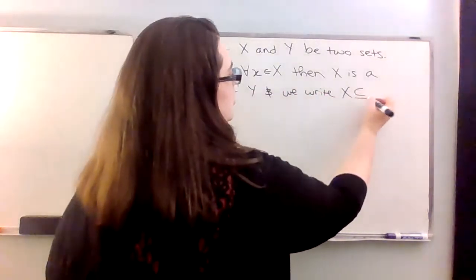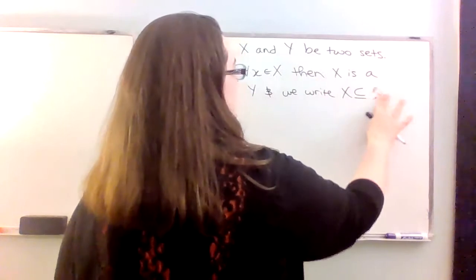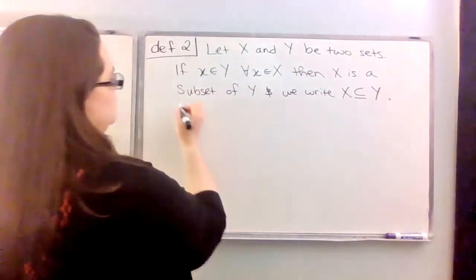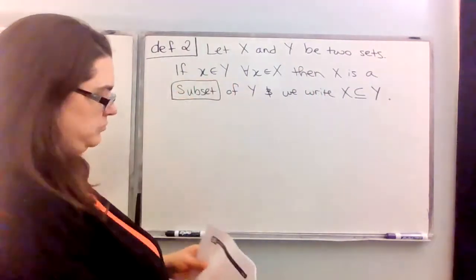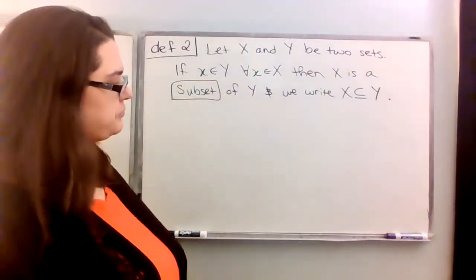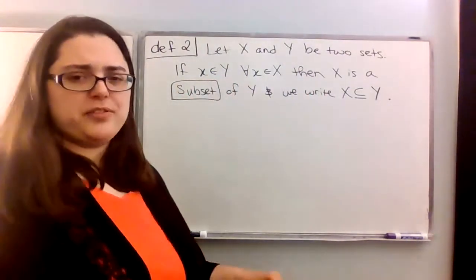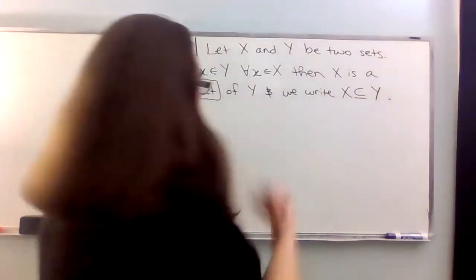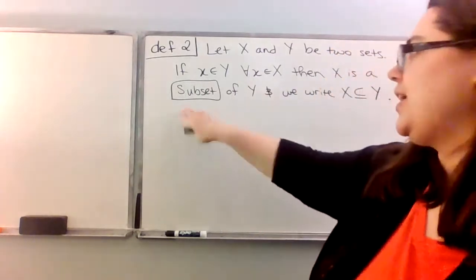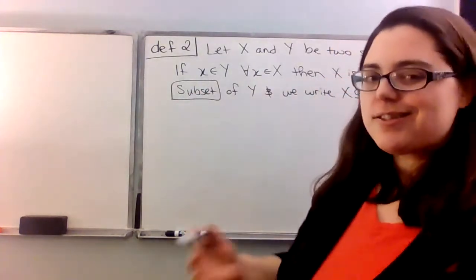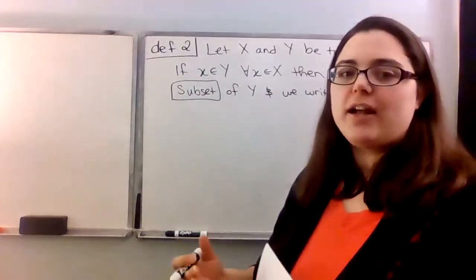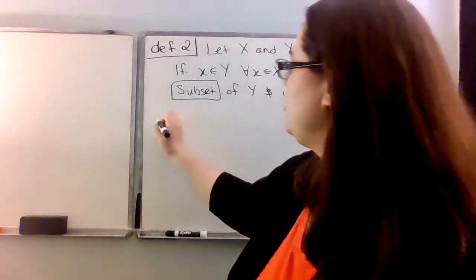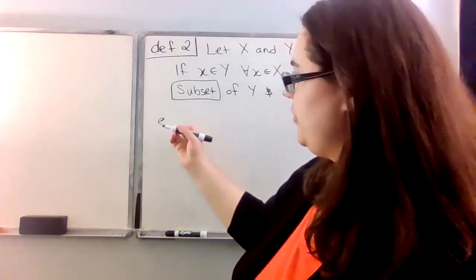So X is a subset of Y. Let's do a couple of examples to see if one set is a subset of another, just to make sure we're comfortable with this. But the idea is X is a subset of Y if everything in X is also part of Y.